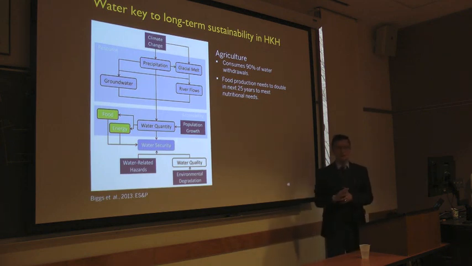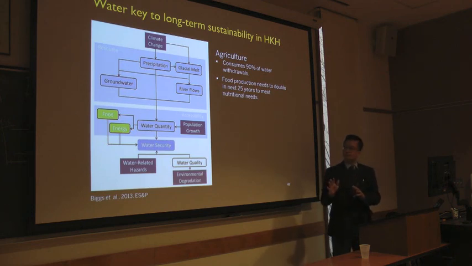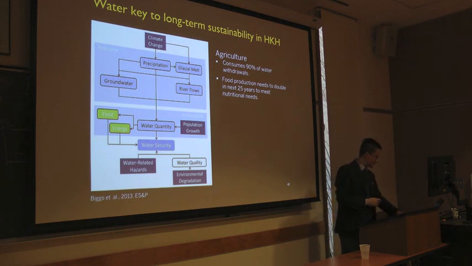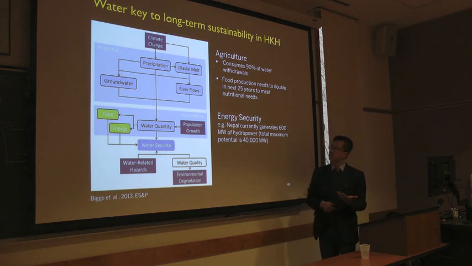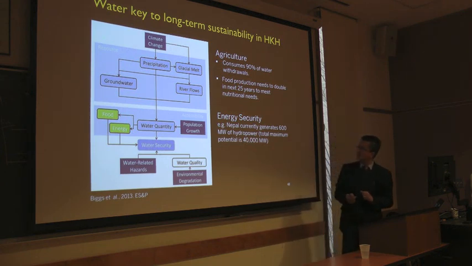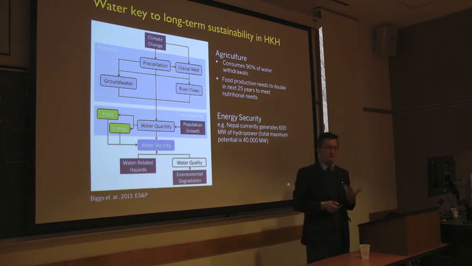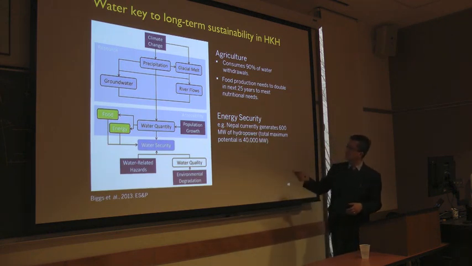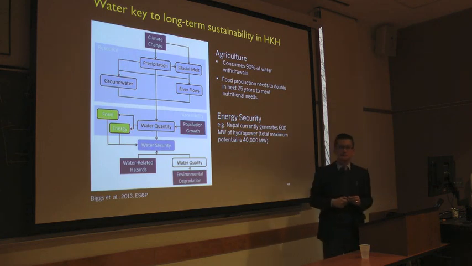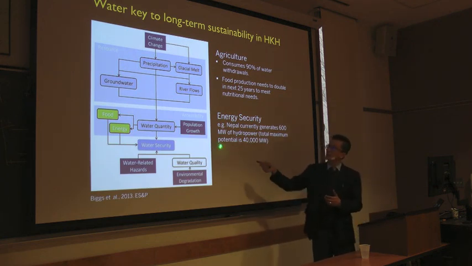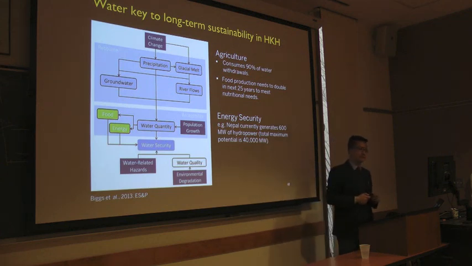Again, this is the trajectory, I would say, I see my own research heading towards from this Earth system science perspective. For instance, energy security. So Nepal, again, we have a promised capacity of very high megawatts of electricity, but we're only generating about 600 megawatts of electricity. So again, hydropower becomes another issue within this security.